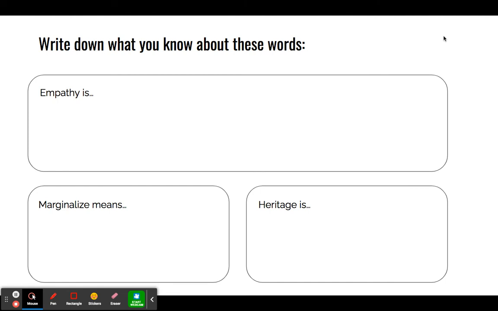What I want you to do is write down what you know about these terms: empathy, marginalized, and heritage. Write down anything that you know or can remember. If you don't know what these words mean, just say, "I don't know, but," and give me your best guess. So go ahead and take a minute and do that.